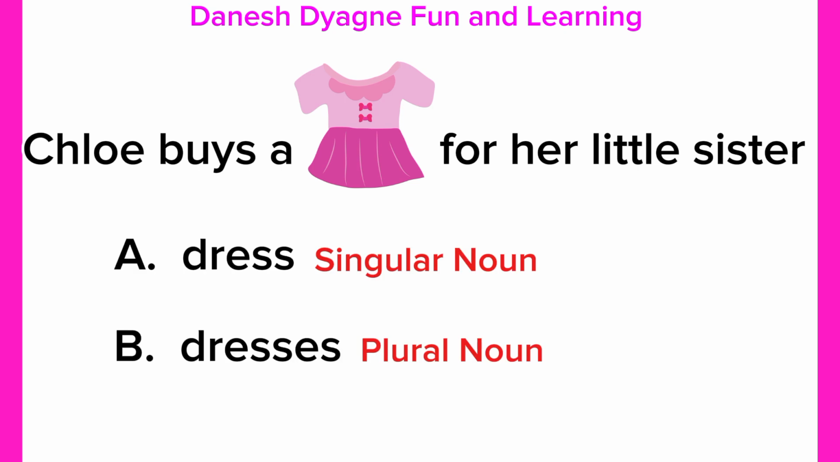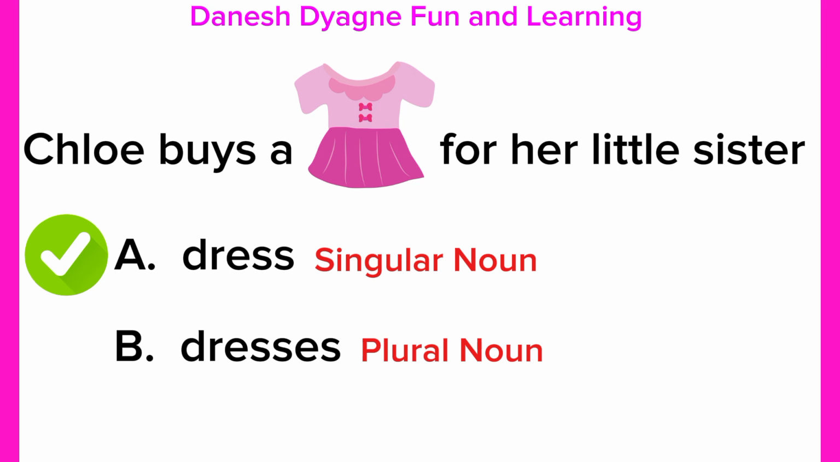Let's find out the correct answer below. Chloe buys a dress or dresses for her little sister. What is the correct answer? The correct answer is dress, a singular noun, because it tells about one thing.